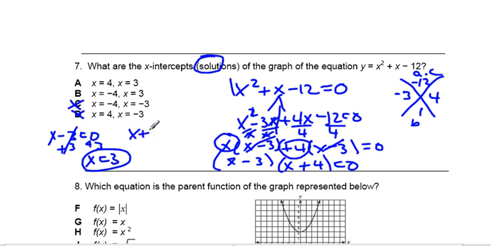X plus 4 equals 0. Minus 4 to both sides. X equals negative 4. So it has to be B.